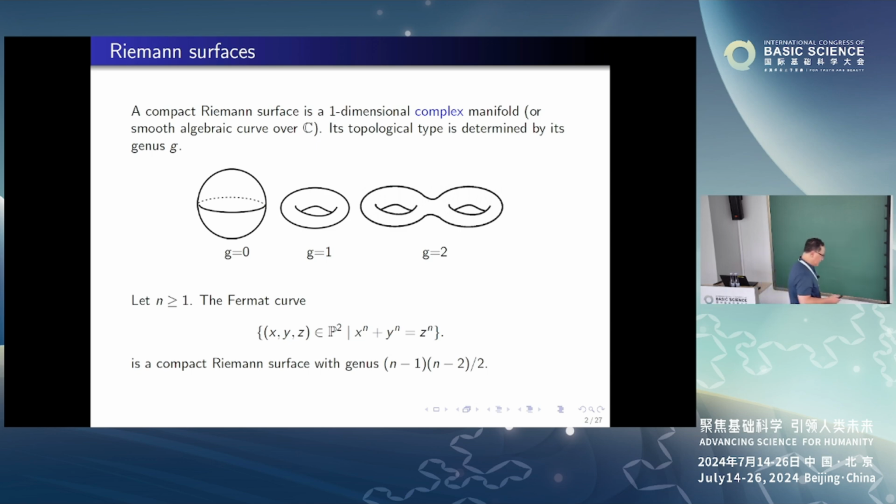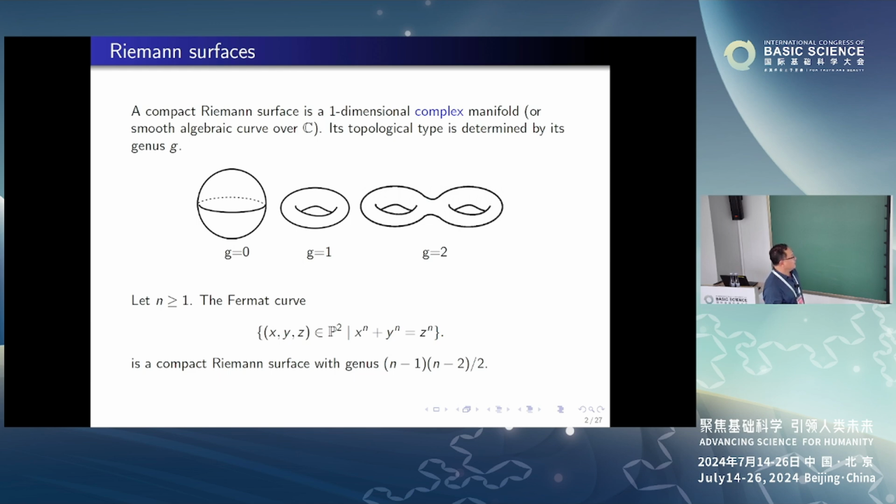By the way, yesterday I think Professor Jian Zhou gave a more extensive talk about the relations of the intersection theory on moduli space to various aspects of physics, especially statistical physics. So a compact Riemann surface is a one-dimensional complex manifold. Of course, it's a two-dimensional real manifold. Its topological type, up to diffeomorphism, is uniquely determined by the genus.